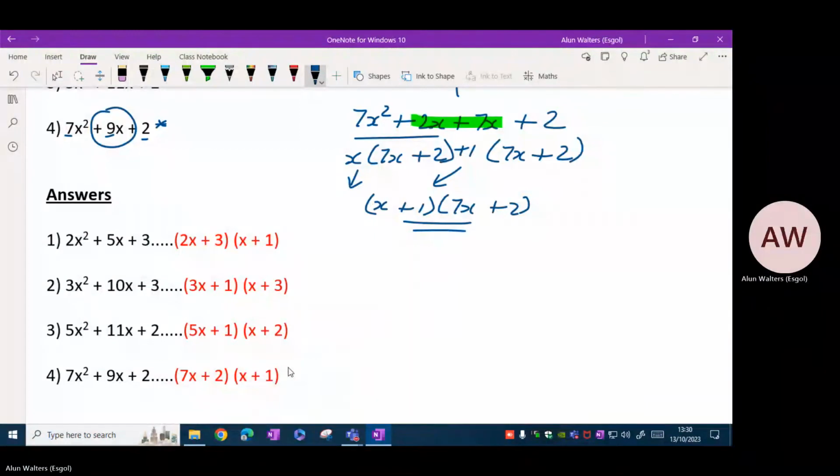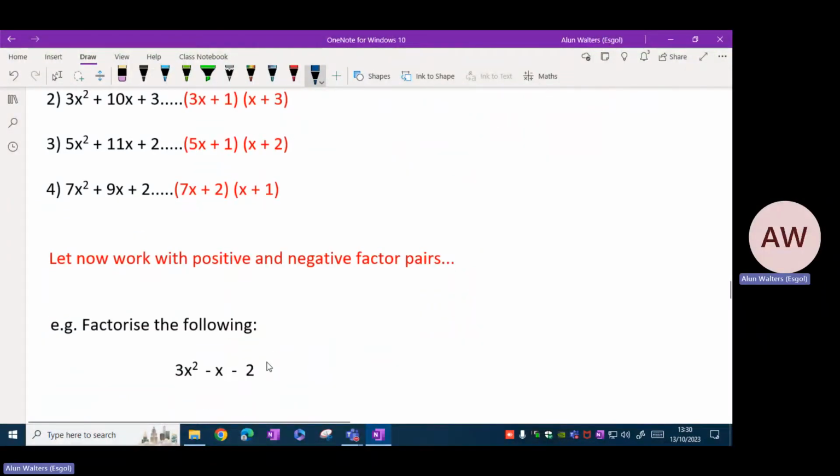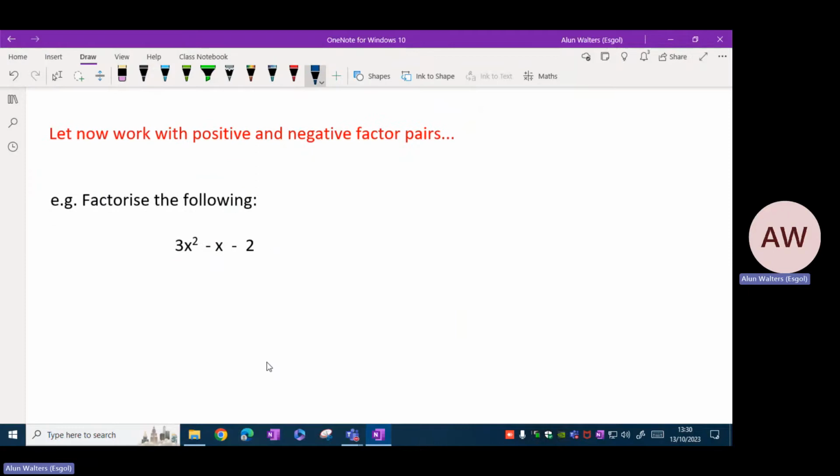I'll move on. We're going to look at negative factor pairs. So this is a typical example. Now, minus x means minus 1x. Okay. So I want factor pairs, 3 times a negative 2, factor pairs that give me a minus 6. I multiplied the plus 3 by the negative 2 to give me minus 6. I want them to total to give me minus 1.